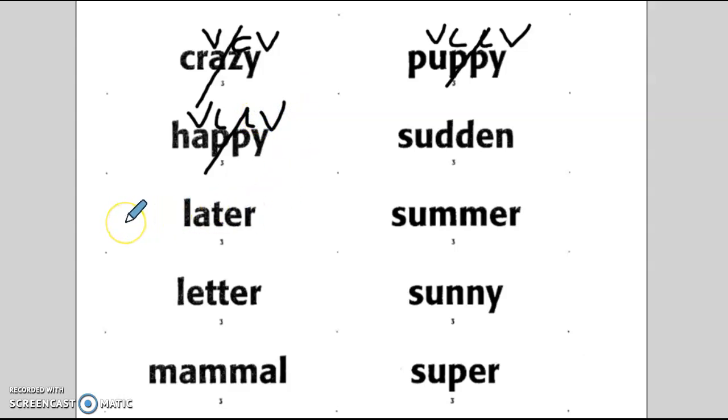Let's do later together. Later. Divide your word into two syllables and then label your vowel, consonant, vowel.